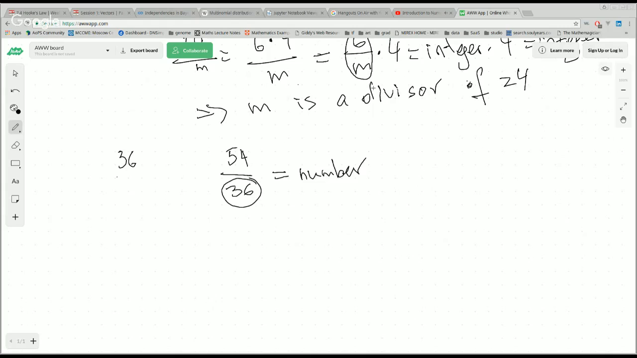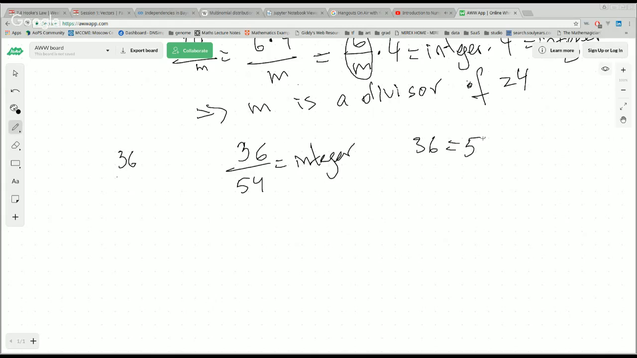Now, if 54 is a divisor of 36, actually, let's do this in the other direction. If 54 is a divisor of 36, then what does that mean? By definition, that means if I take 36 and divide by 54, I get an integer, right? This is what it means for 54 to be a divisor. Well, now if I move the 54 to the right by multiplying both sides by 54, we get 54 times an integer equals 36. Well, that just cannot happen.